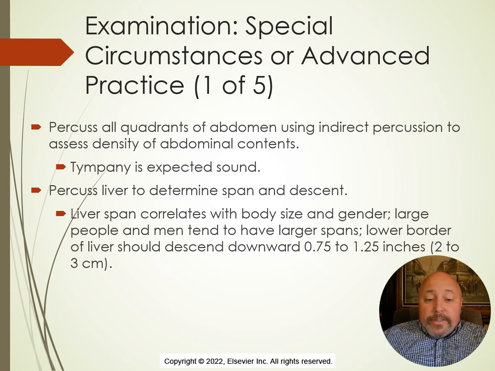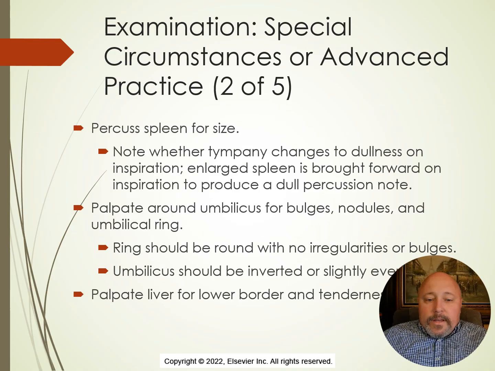You can also percuss over the liver to determine its span and descent. When percussing for spleen size, note whether the tympany changes to dullness on inspiration. An enlarged spleen is brought forward on inspiration to produce a dull percussion note. You should also palpate around the umbilicus, looking for any bulges, nodules, or umbilical rings.